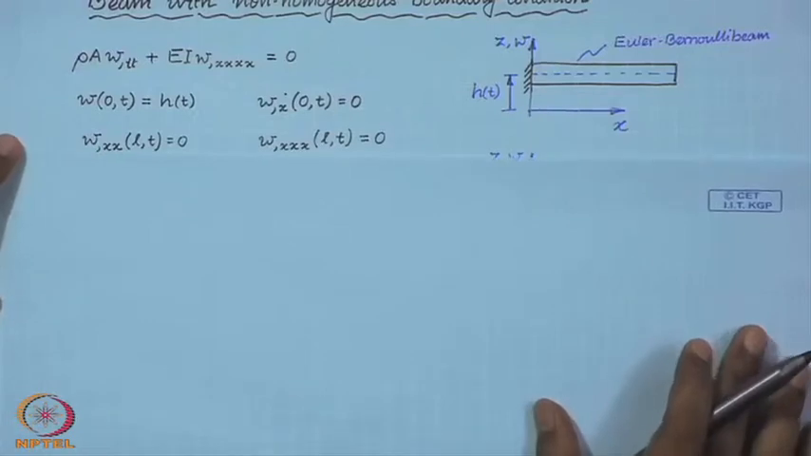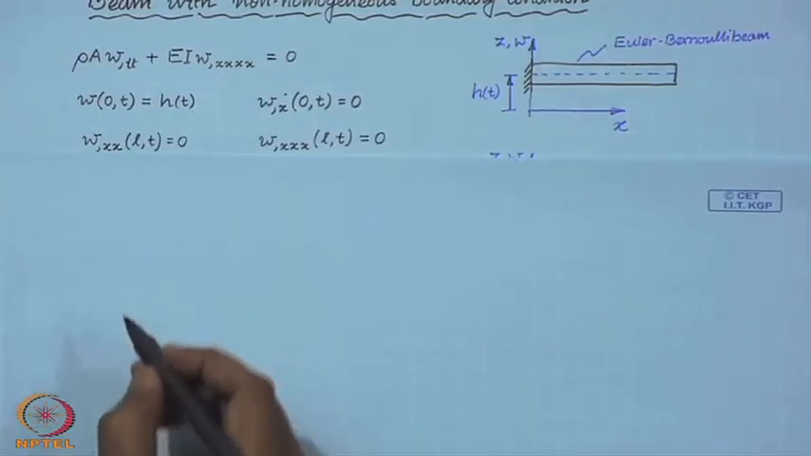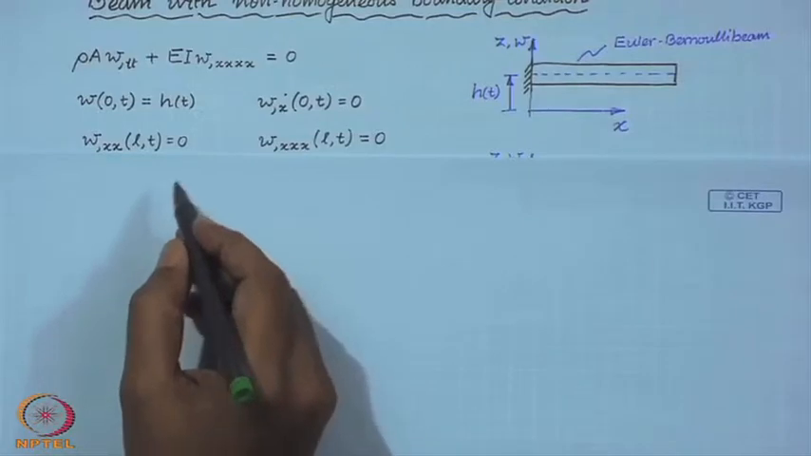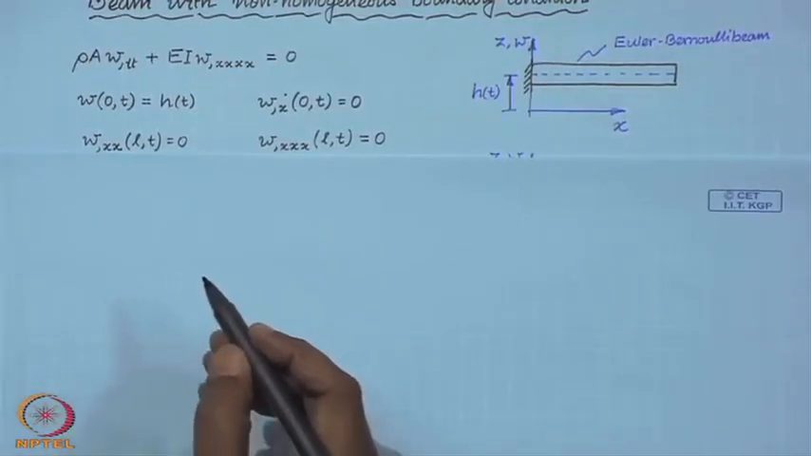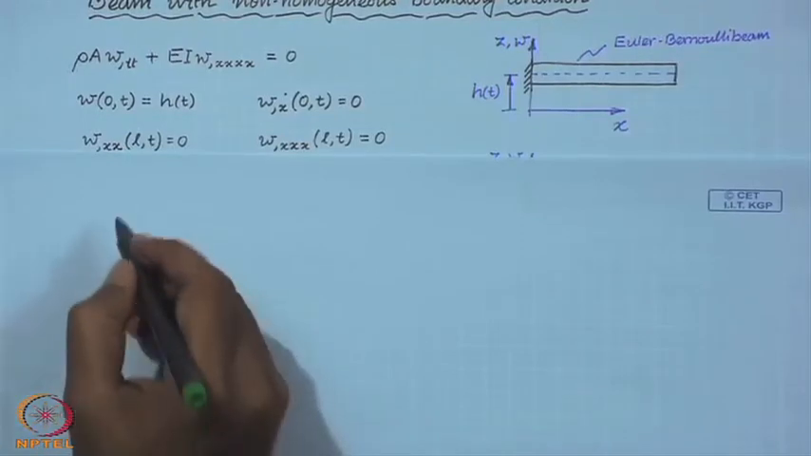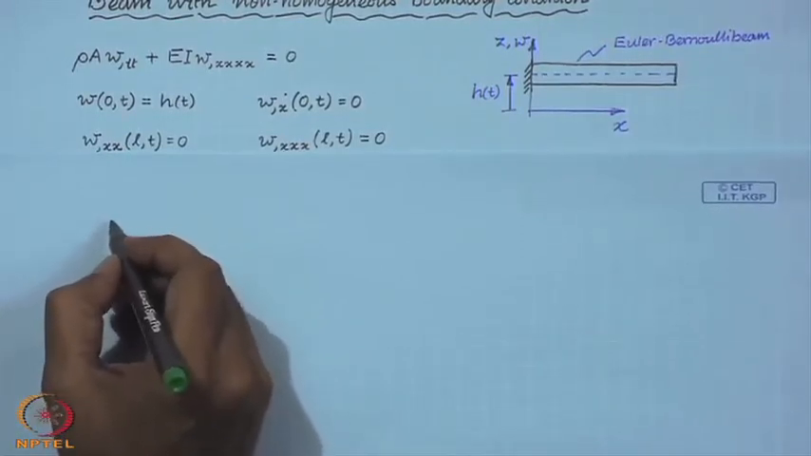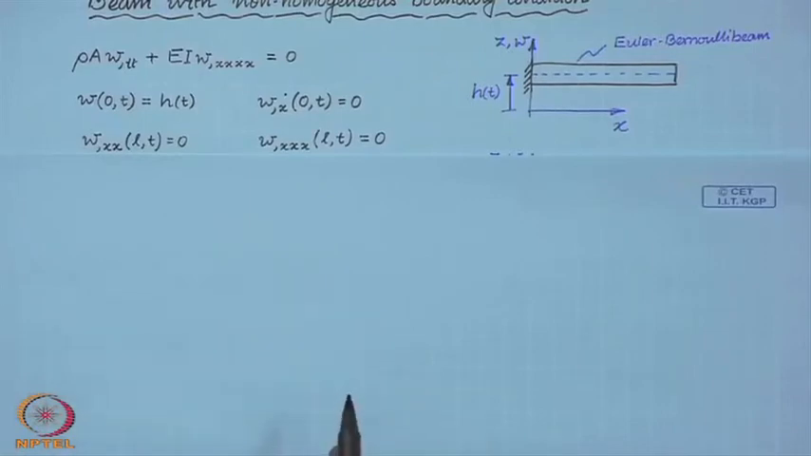So, let us look at this problem first. So, we have this cantilever beam with base excitation. Now, let us try to make a transformation of variables.